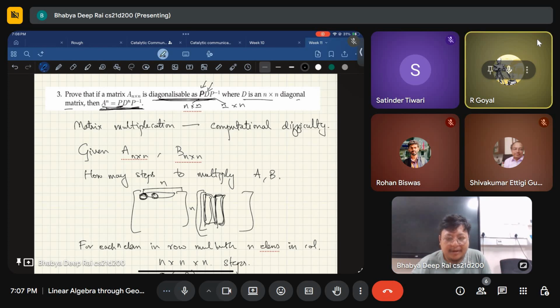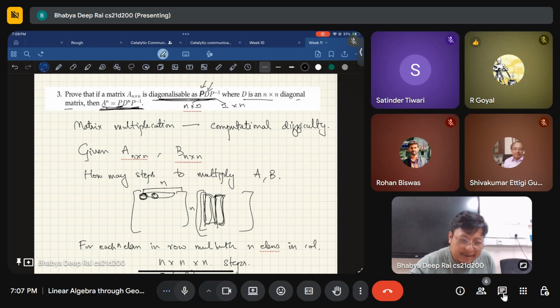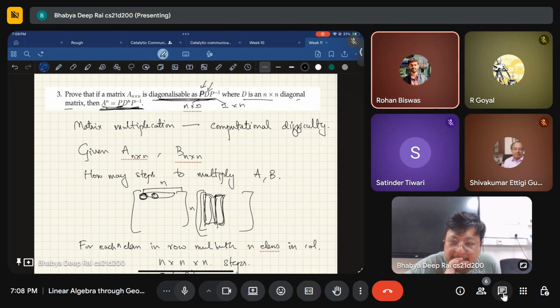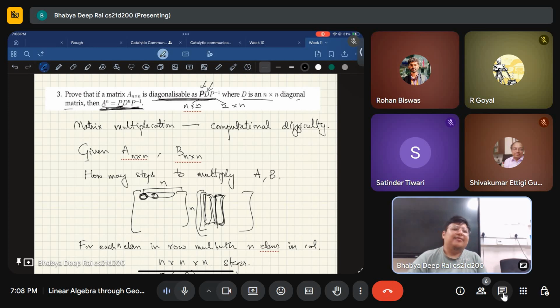Okay. Yeah, I think Rohan has written something in the chat. No, sir. It's fine now. So basically, I was trying to understand what Goel sir was saying. I was getting confused whether he wants to have a trade-off between A and D, so I was not getting that point. That's why I wrote that. Now it's clear. We can move on.